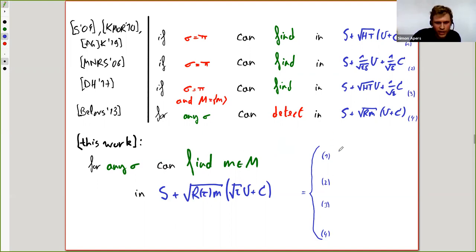So I'm just going to demonstrate how we reproduce these existing results here. So basically we get one here. If we set tau equals one and sigma equal pi, we get two if we set tau equal to one over delta, right? So recall in this mixing time algorithm, just like Marius just mentioned, we would basically set this tau equal to one over delta.